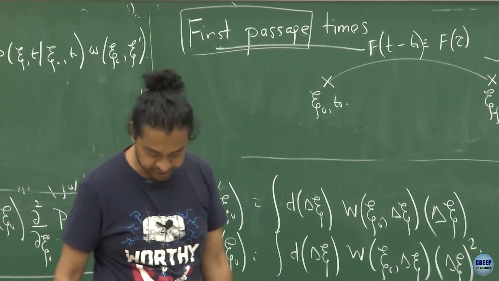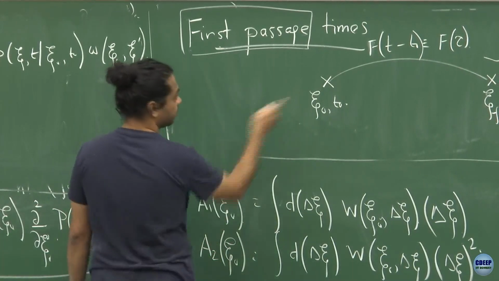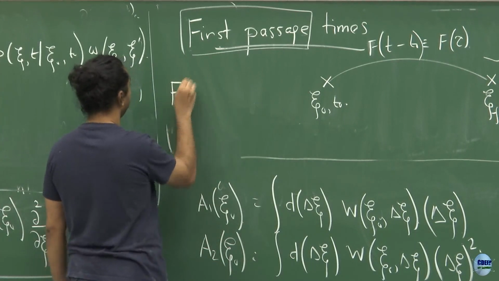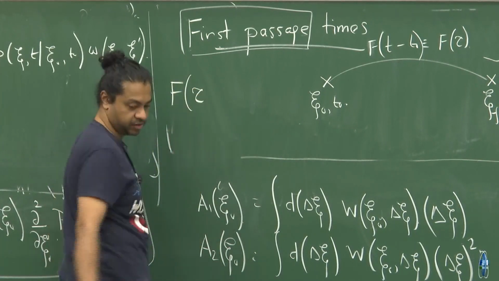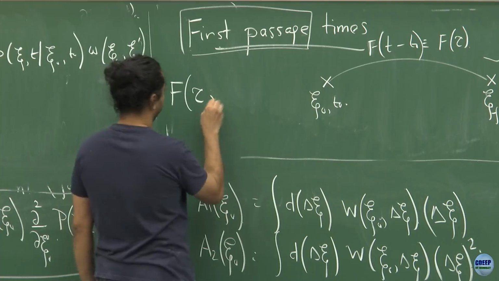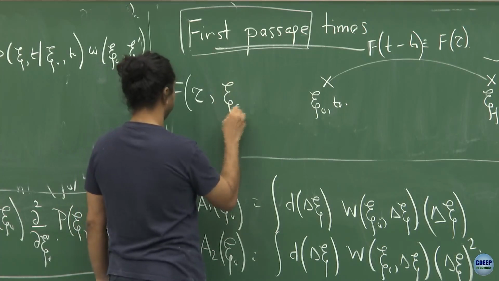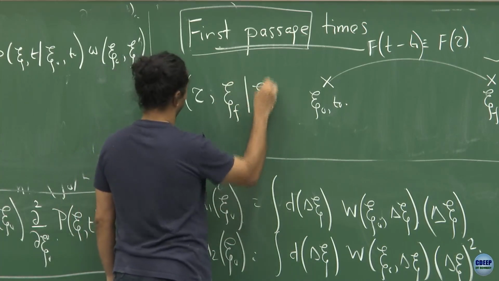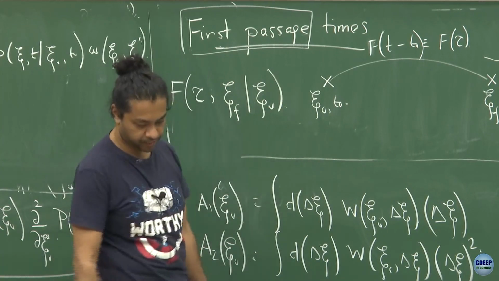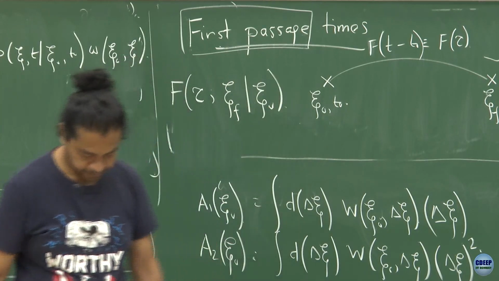And this distribution of times, I will write as this quantity, f of tau, to reach a final state from a given initial state, psi naught. Okay, so what is this distribution of times?